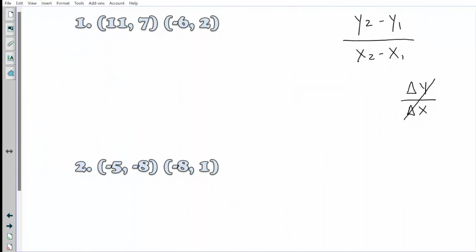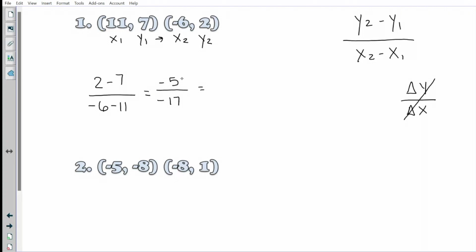So here we have our first set of points. So I'm going to label it. This is where I'm starting, this is my x1, y1. This is where I'm going to, x2, y2. And I'm going to plug them in. So I'm going to start with my y's. I'm going to do 2 minus 7 over, I'm going to go to my x. I have negative 6 minus 11. 2 minus 7 is negative 5. Now when you're doing a negative and a negative, in addition or subtraction, keep the sign, add them together. 6 plus 11 is 17.